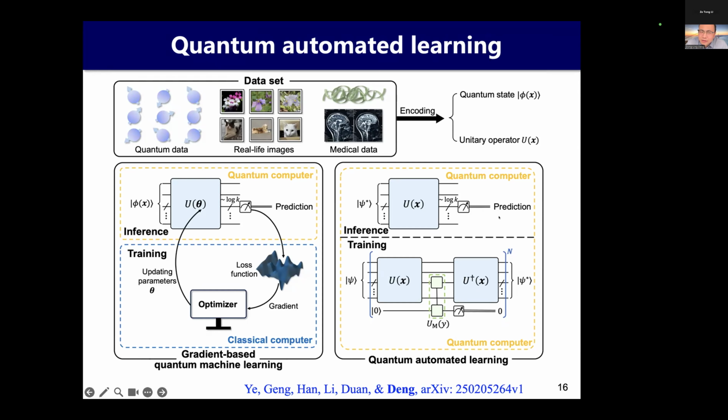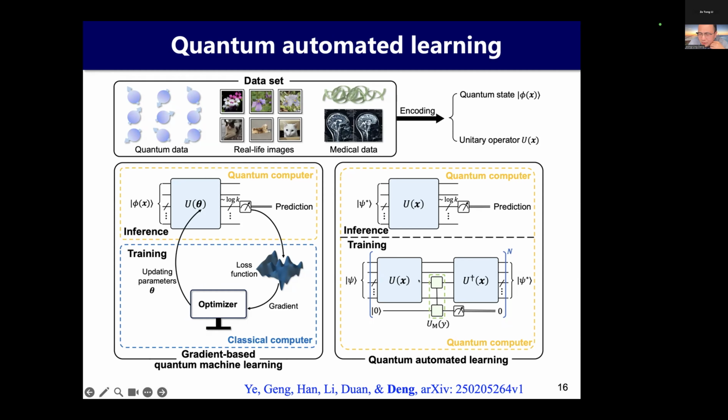Then in our new paradigm, the so-called quantum automated learning, we follow a new approach. That means we do not encode this X into a state. Instead, we encode this X into a unitary. We start from some random quantum state and then go through this U_X. And we also measure some of the qubits to do predictions.